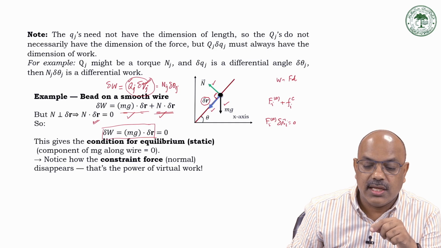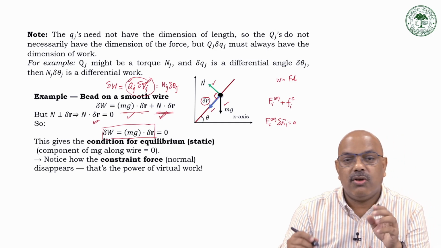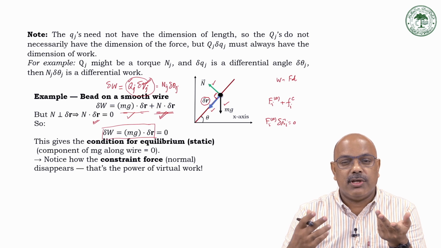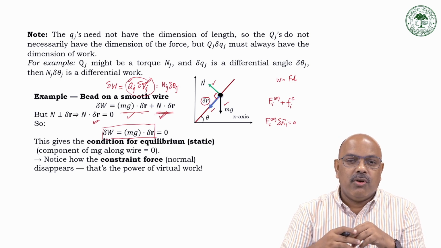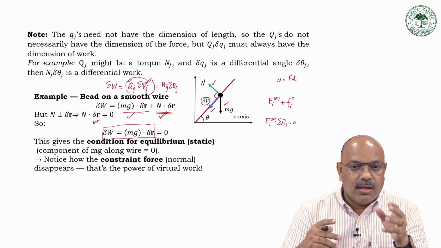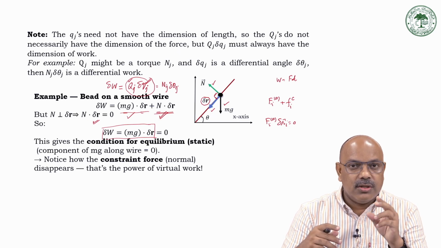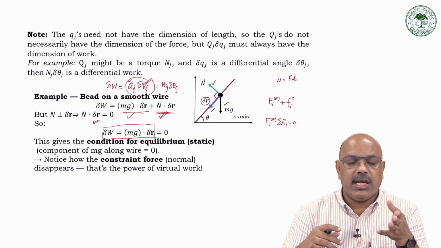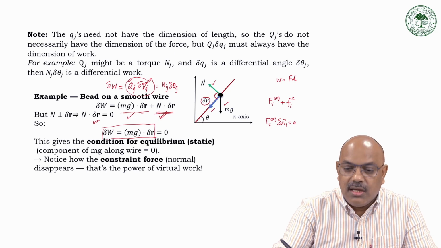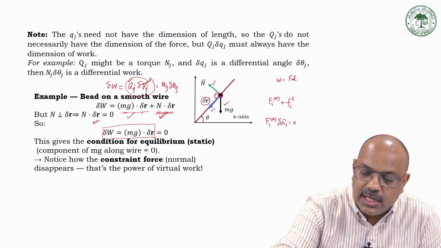So here in this case, n dot dr is 0 because n is my constant force, and because it is perpendicular to the virtual displacement, it is going to be 0. But the work done by the virtual displacement delta r by the applied force, which is mg, if I demand that to be 0, then only is this bead going to be in static equilibrium.